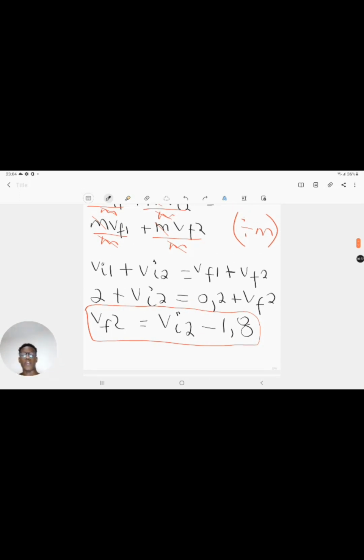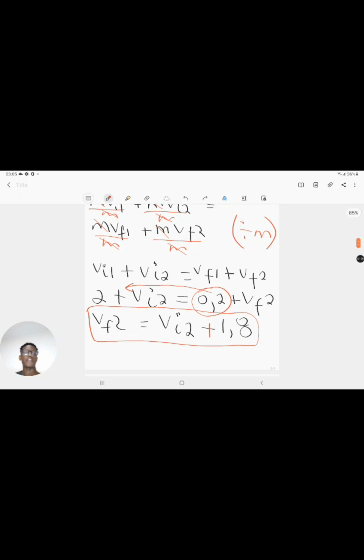Here, this is actually supposed to be a plus. You see, it's a plus there. Why? Because I took the 0,2 to the other side, so it's going to be 2 minus 0,2, which is positive 1,8. So that sign there has to be a positive instead of a negative.